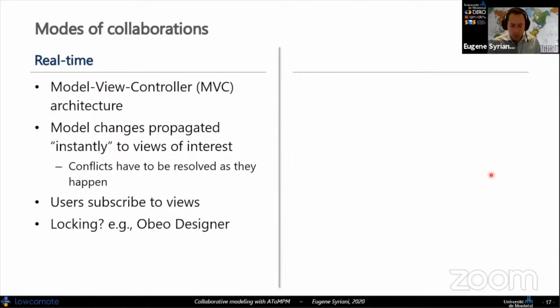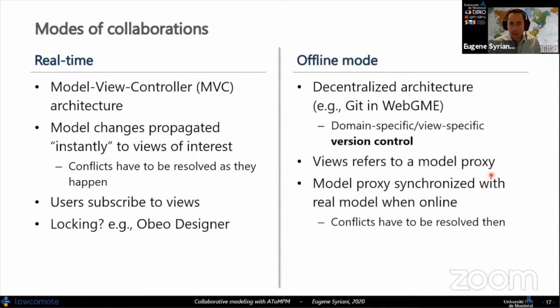Some tools, for example OBO Designer, have opted for a strategy to handle concurrent conflict management through locking. But as we will see, there are other ways of resolving this issue. And the other mode of collaboration is, of course, the offline mode.